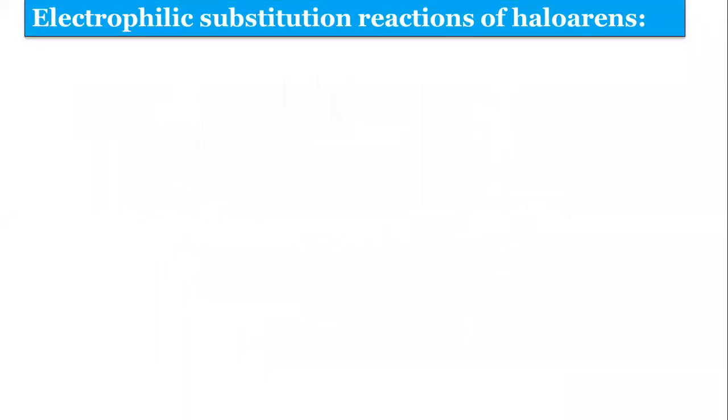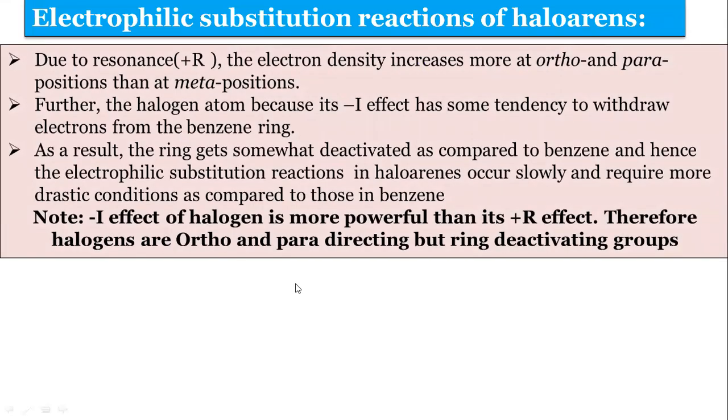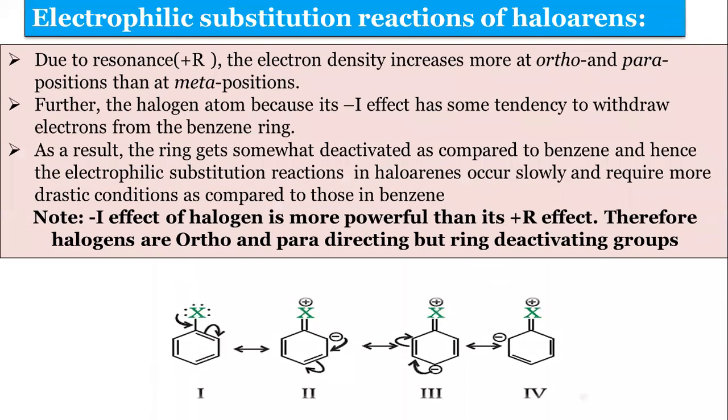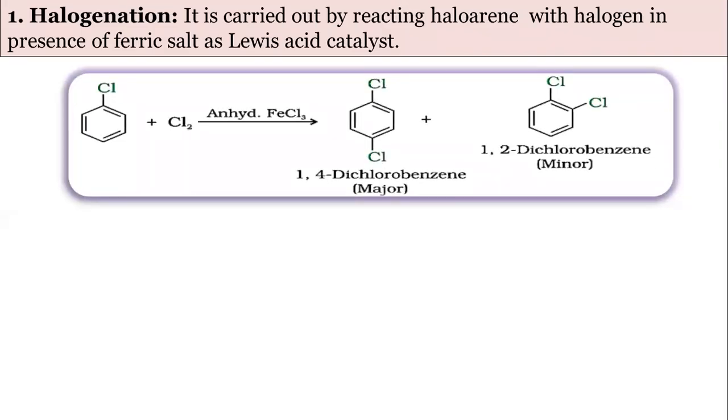So this is the difference between nucleophilic substitution reactions of alkyl halides and aryl halides. The last part of this chapter is electrophilic substitution reactions. Electrophiles are positively charged species. These reactions were also already studied in 11th standard. Halogenation means addition of halogen.